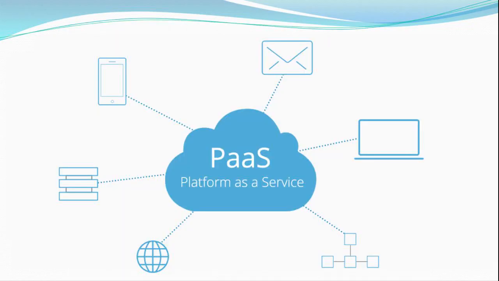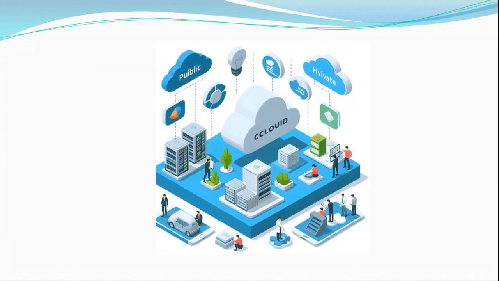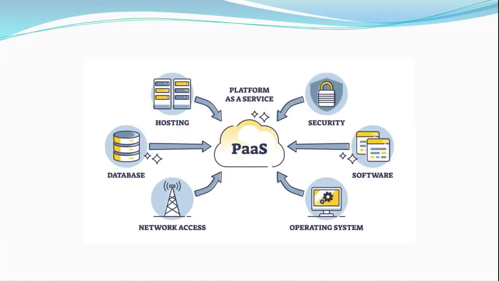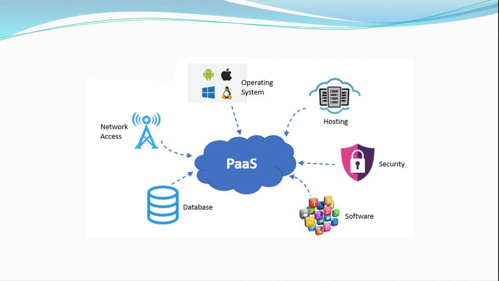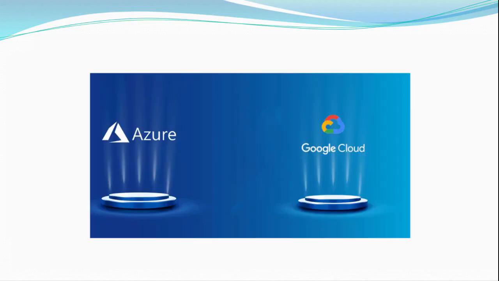Next up is Platform as a Service, or PaaS. If IaaS is like renting an empty plot, PaaS is like renting a house with the structure already built. You don't need to worry about laying the foundation or putting up walls, but you still get to choose how to design and decorate the interior. With PaaS, the cloud provider manages most of the infrastructure, including the servers, storage, and operating system. You, as the customer, focus on building and running your applications. A great example of PaaS is Microsoft Azure's App Service or Google App Engine.